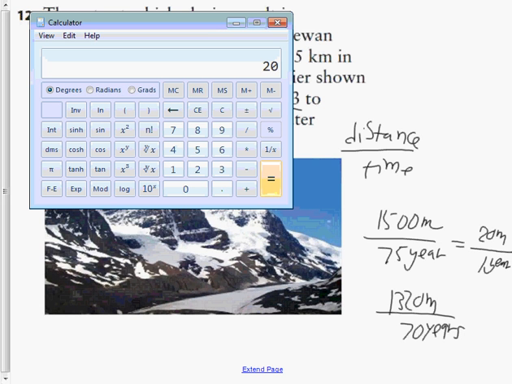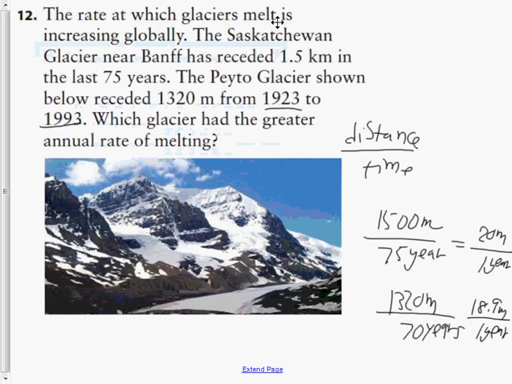Okay? Kind of like my hairline, 20 meters per year. 20 centimeters per year. And in the second example, if I take the distance that it receded over the course of 70 years, it receded roughly 18.9 meters over the course of that 1 year. So the first one, the Saskatchewan Glacier, was receding at a faster rate than the second glacier, the Peyto, which was receding at 18.5 meters per year.